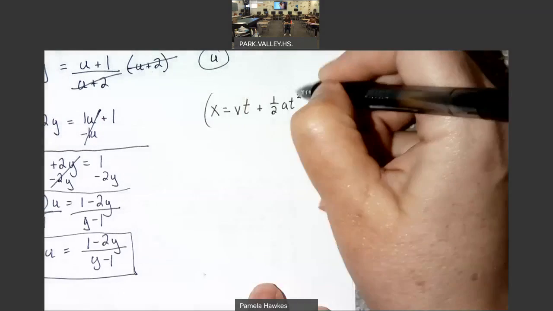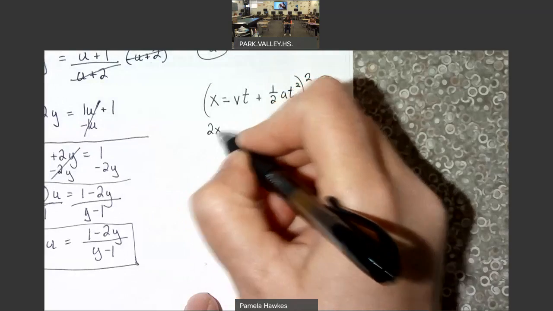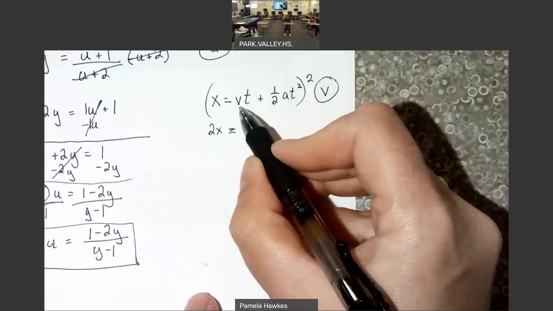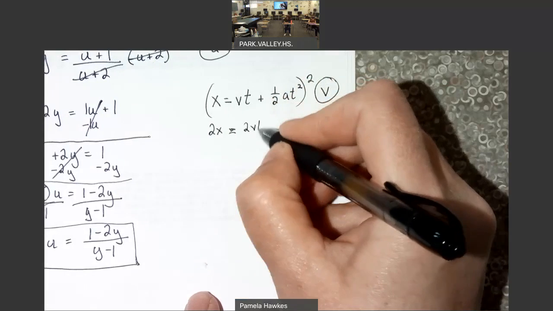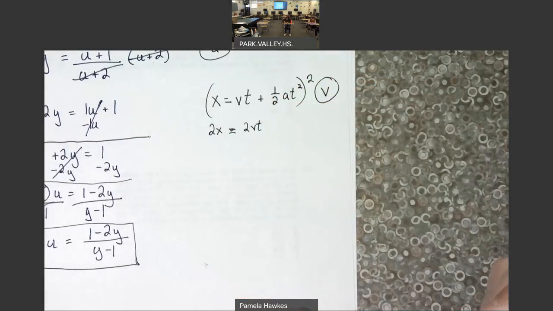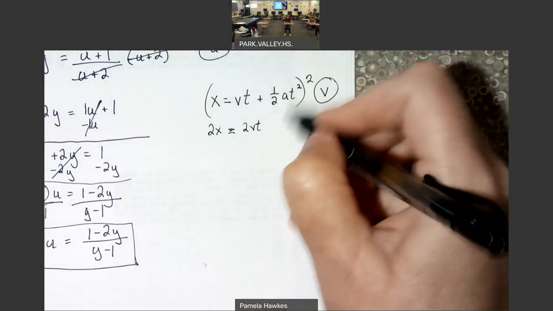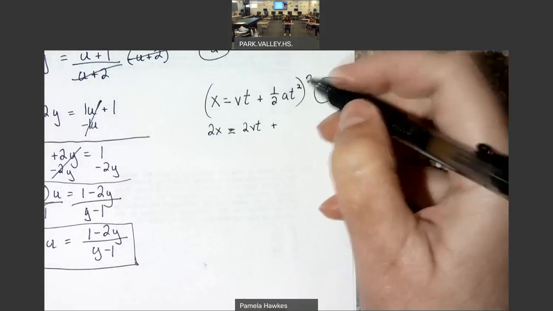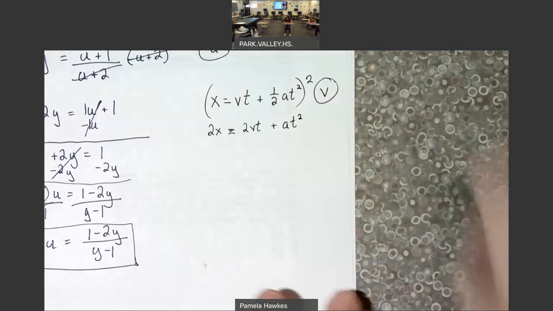If I times this by 2, this becomes 2x. What happens here? 2vt, right? What happens here? 1/2 times 2 is 1 AT squared.